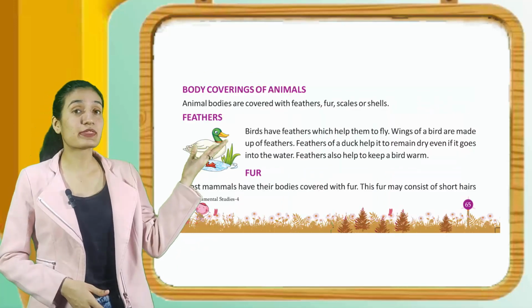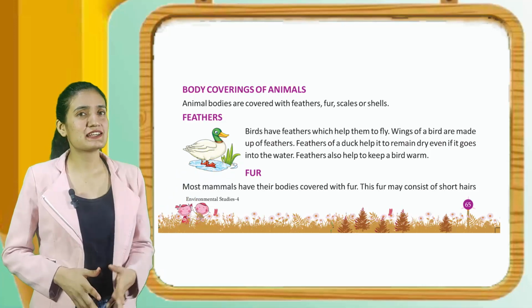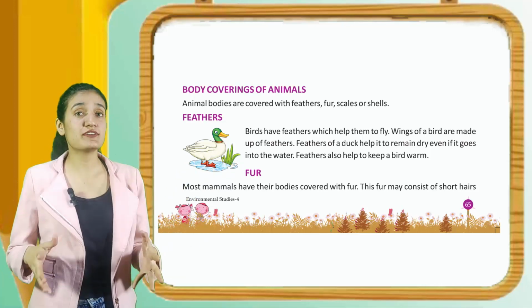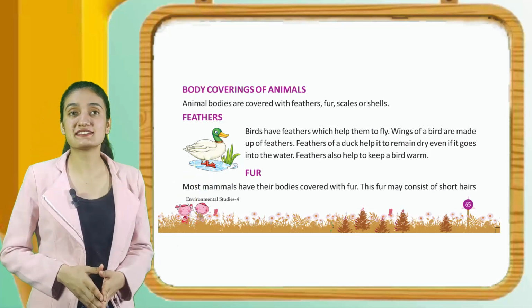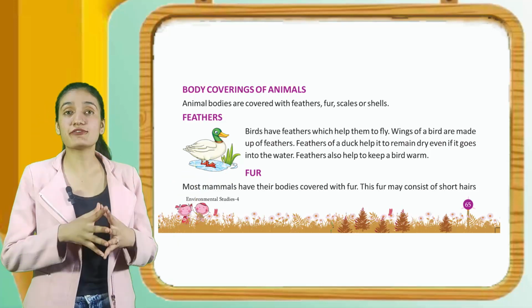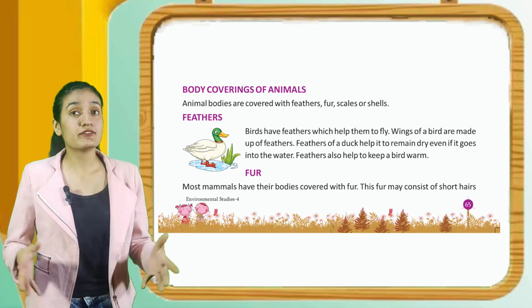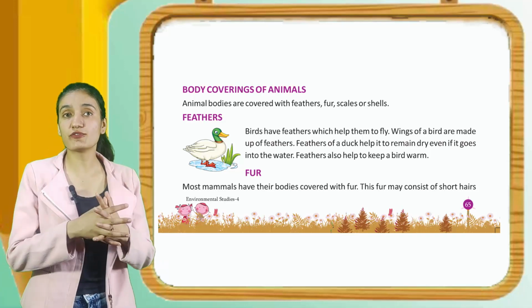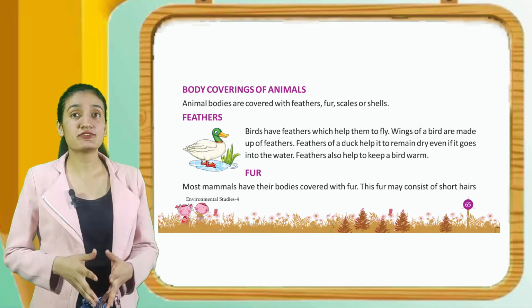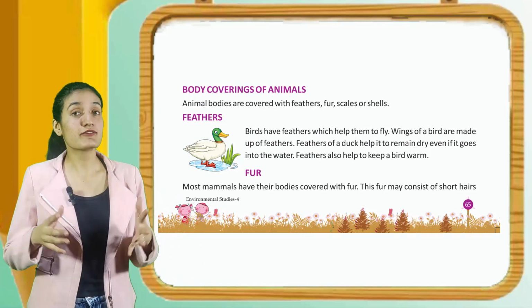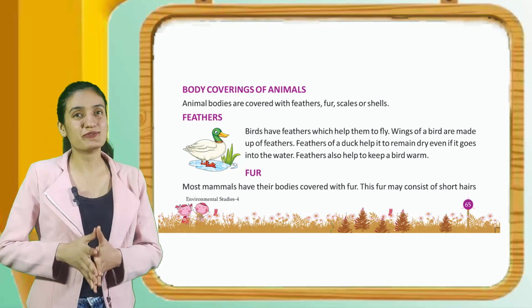Now let's see body coverings of animals. Animal bodies are covered with feather, fur, scales or shells. Let's see feathers. Birds have feathers which help them to fly. Wings of a bird are made up of feathers. Feathers of a duck help it to remain dry even if it goes into the water. Feathers also help to keep a bird warm.